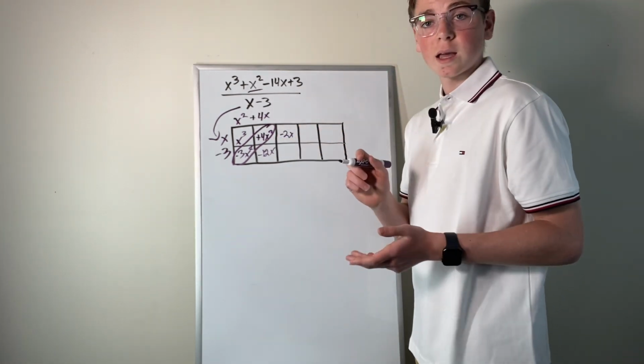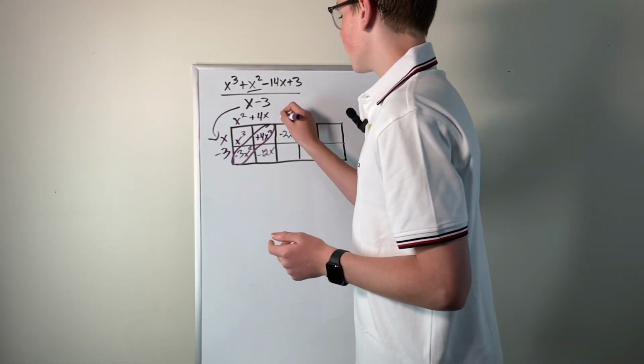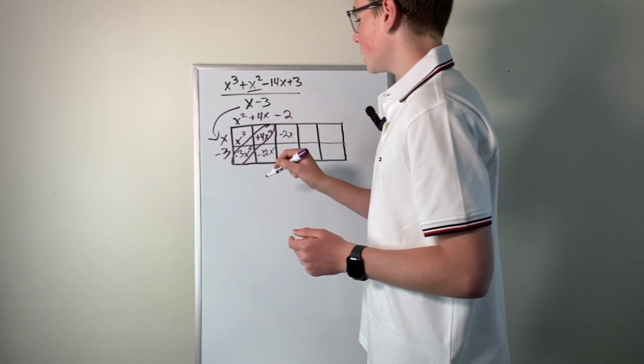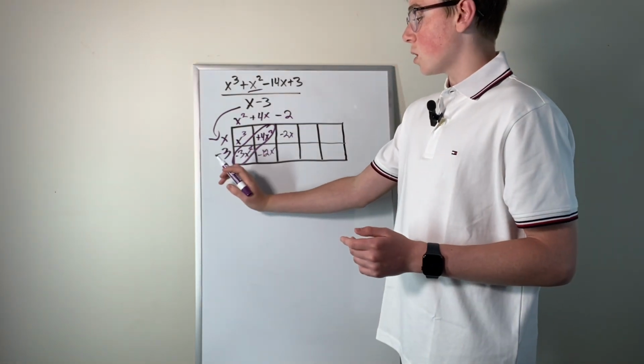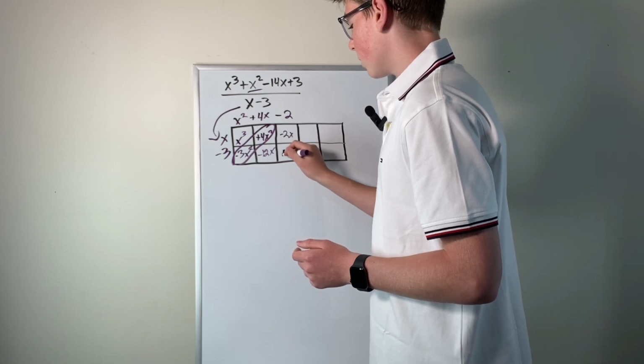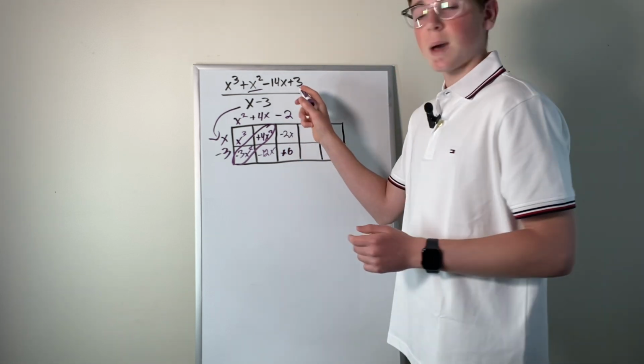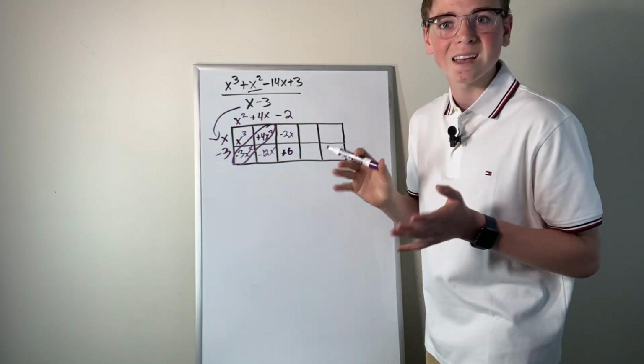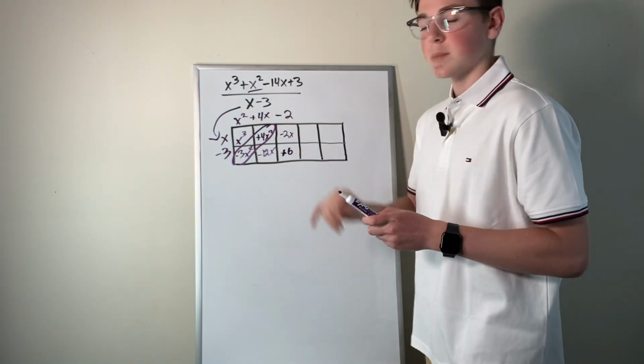X goes into negative 2x how many times? Well, it is negative 2 times. Negative 2 times 3 is equal to 6. Then we check, is this 6 the same as this bottom last number? So is 6 the same as 3?